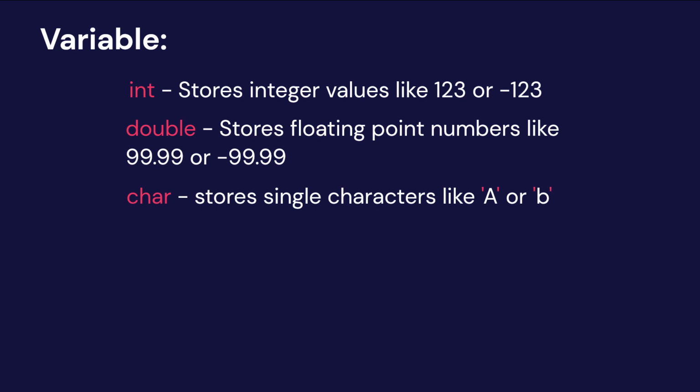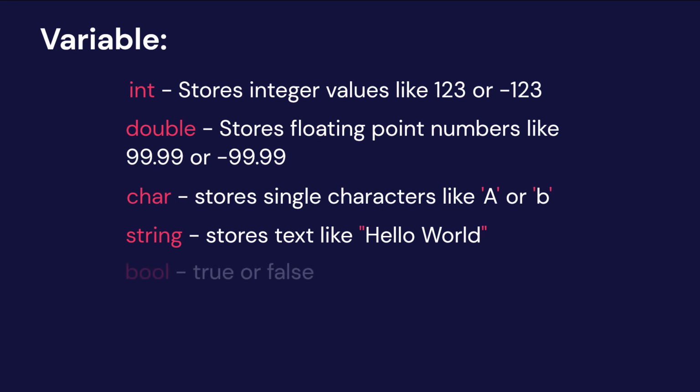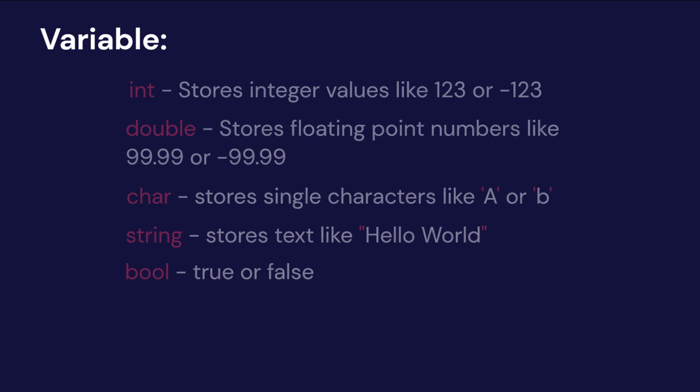Char values are used within single quotes. String stores text, such as hello world. String values are used within double quotes. Bool stores values with two states, true or false.